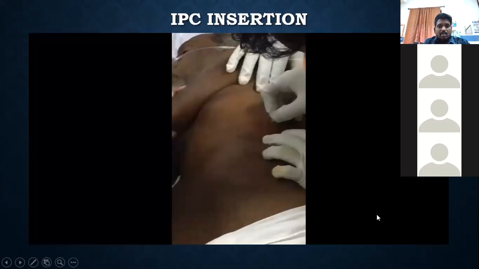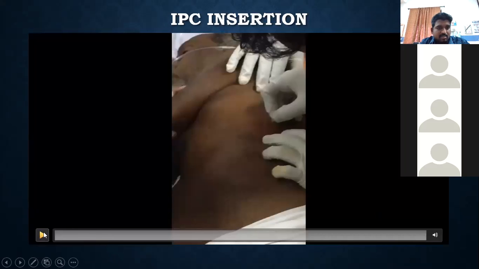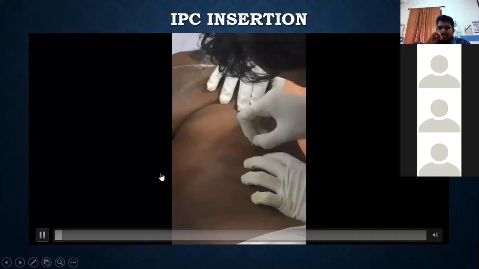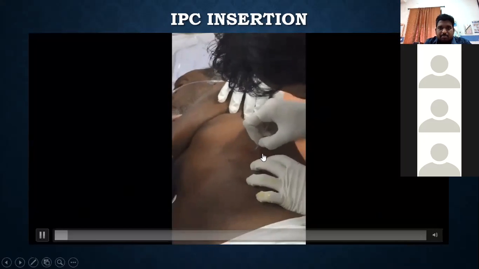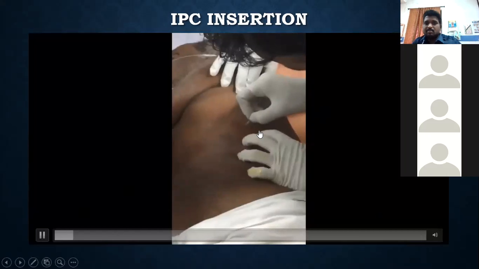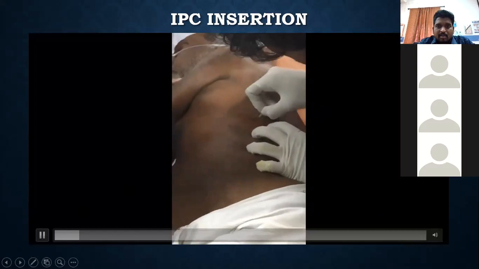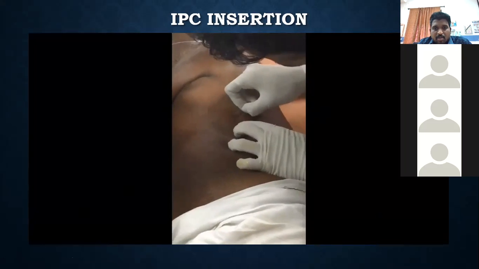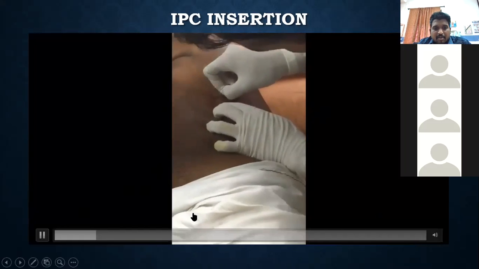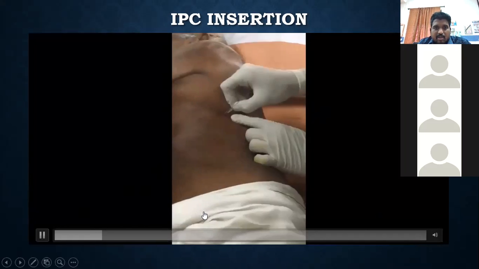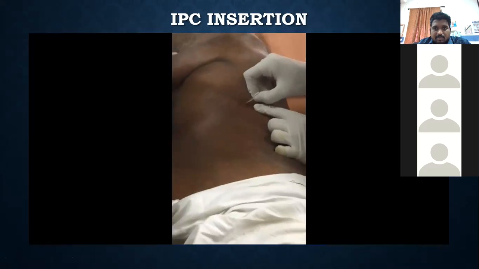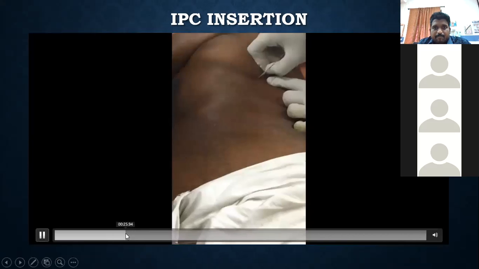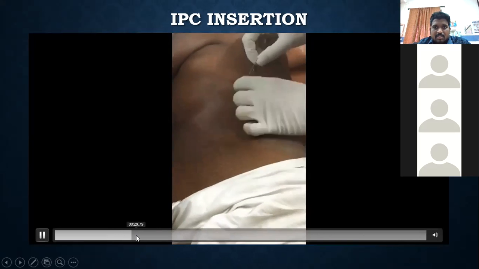This is once again a patient with IPC insertion, one of our patients. It's a very simple procedure. You could see the guide wire that is passed with a needle. The guide wire is inserted by Seldinger technique, and along the guide wire, the operator is making an incision along the side of the guide wire. So now the incision is there.